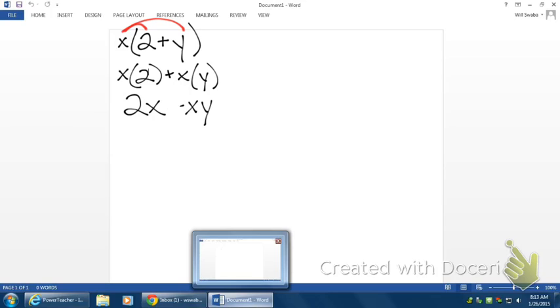So you can multiply or distribute that x and the y. They can combine terms right there. They're not considered like terms, but in terms of distributing, yeah, you can definitely distribute that.